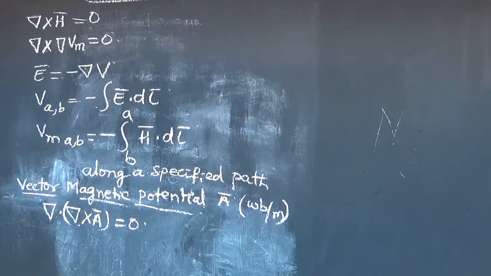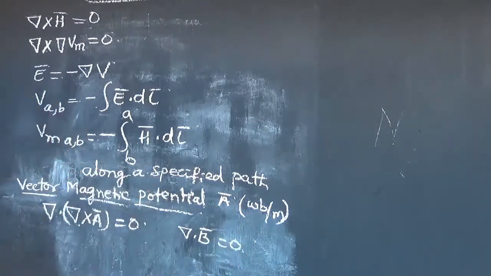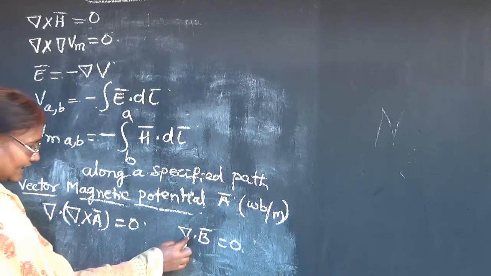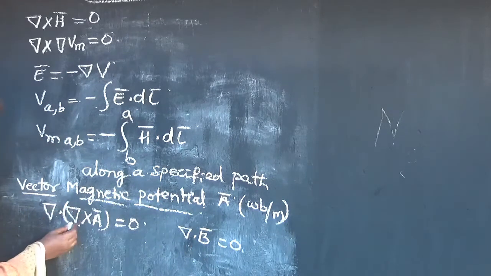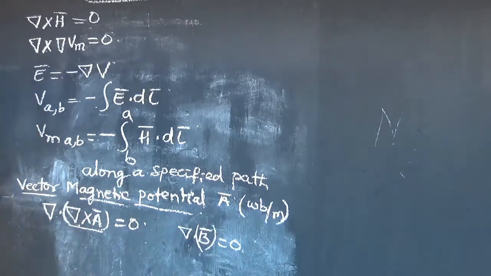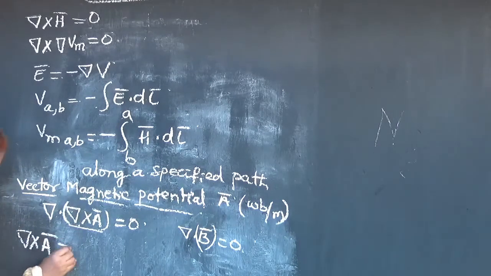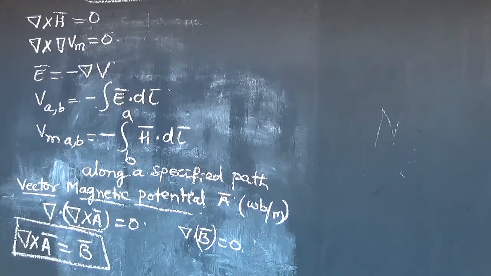So we know that in the previous class we learned that del dot B bar is equal to 0, which is one of the Maxwell's equations. By comparing these two, we can understand that del cross A bar must be equal to B bar. So del cross A bar is equal to B bar.